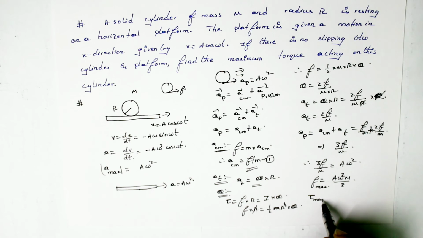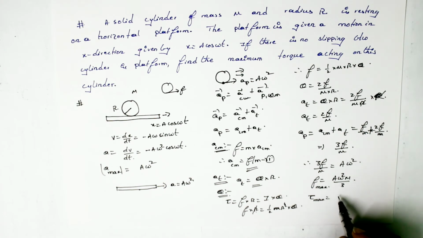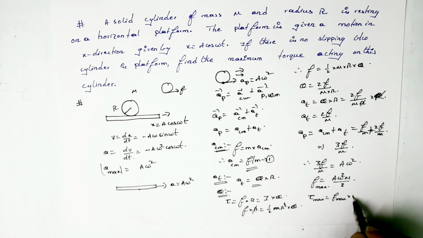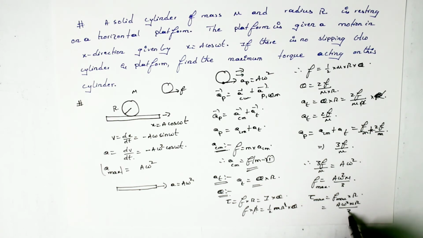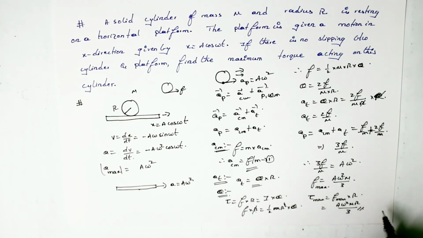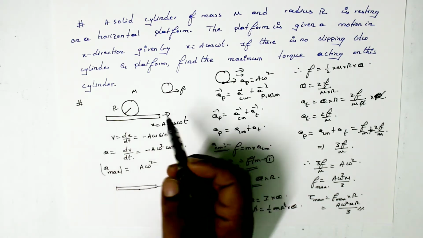So tau max is equals to R into F, so F max into R. Therefore it is equals to a omega square m R divided by 3. So this is the maximum torque that can be provided by this.